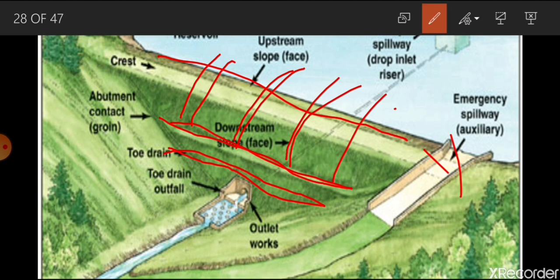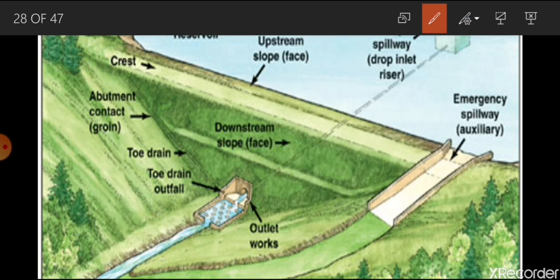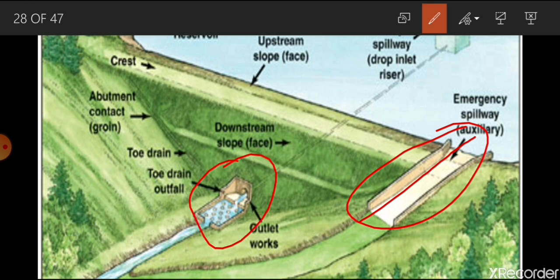In the next few slides we'll understand the different kinds of spillway. So I hope it is clear to you that a spillway is where an excess amount of flood, or a designed amount of flood, passes through some permanent structure to the downstream area.